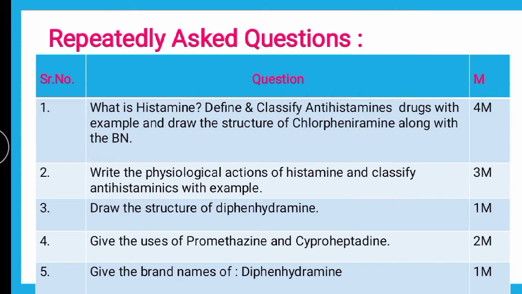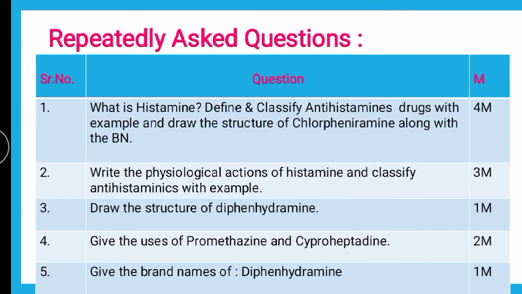First the definition, a sort of introduction to histamine, then the physiological actions are the only headings you are supposed to give in this answer, like the action on blood vessels, vasodilation, smooth muscle contraction, excretory glands stimulation, and acid secretion, that means stimulation of acid secretion. So these are a few physiological actions in short when it is asked what is histamine. Then next is define and classify antihistamines.